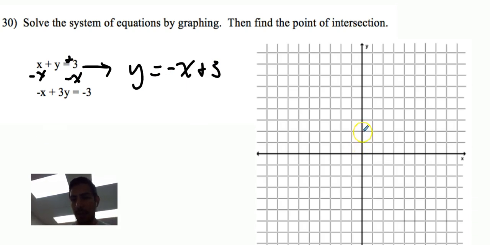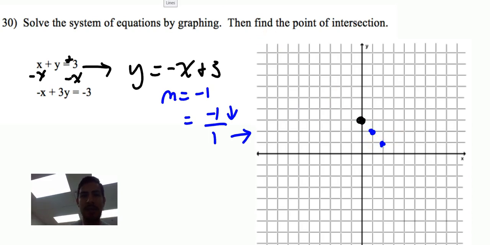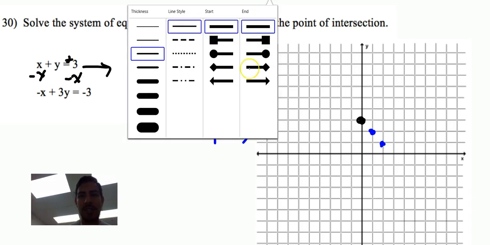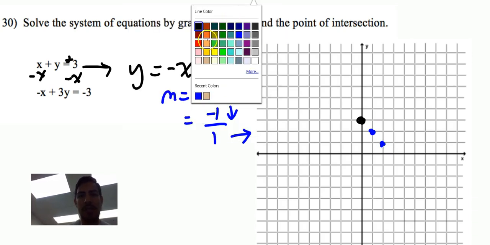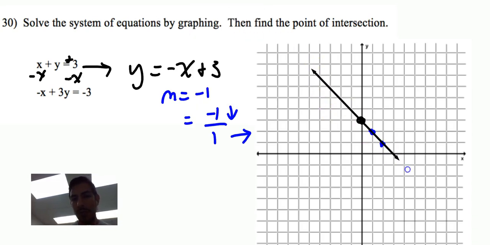To graph that, I got to go up 1, 2, 3. That's my first point. A negative slope, so when m is negative 1, it's really equal to negative 1 over 1. I'm going down 1 and to the right 1. So down 1 to the right 1, down 1 to the right 1. I'm going to use my straight edge and make sure I make a nice clean line. Let's just use black. And perfect. Again, I'm looking for a point of intersection for these two lines.